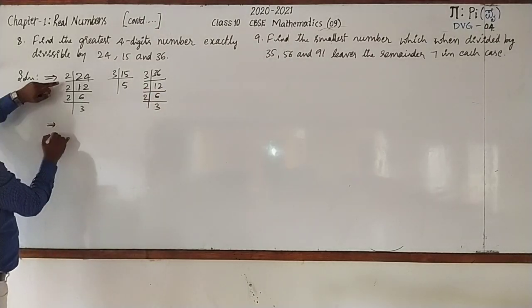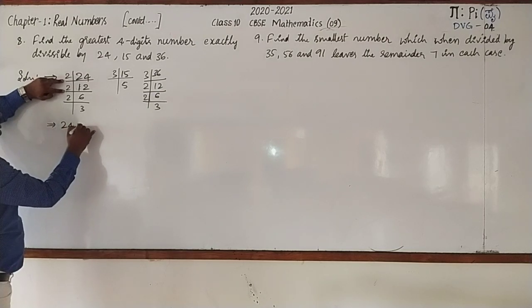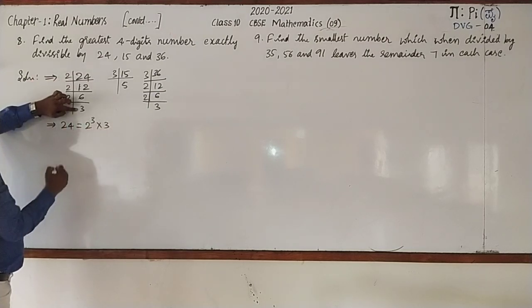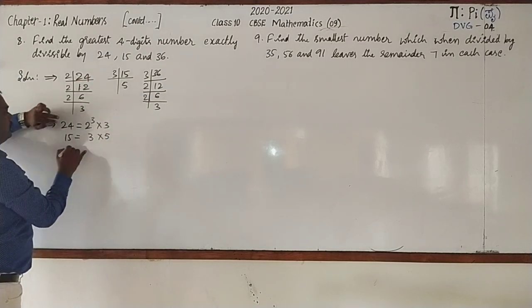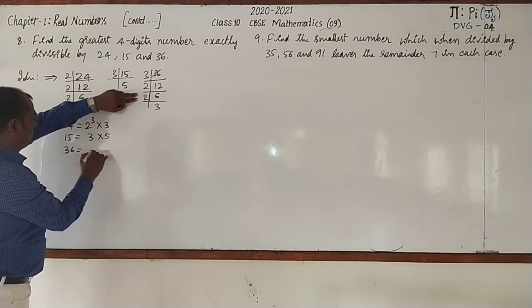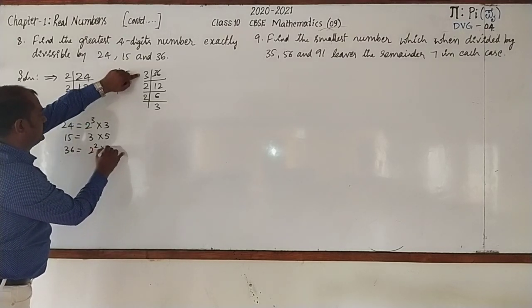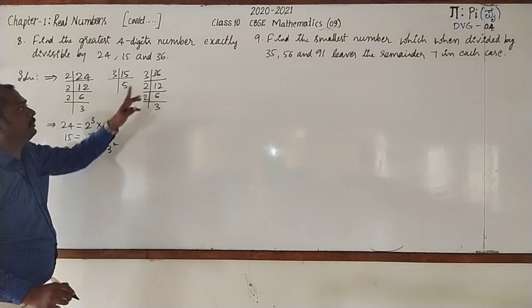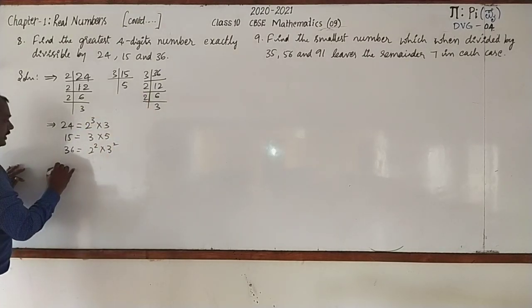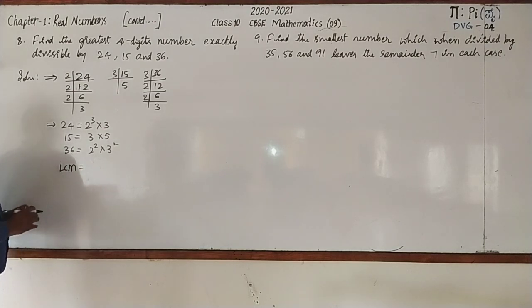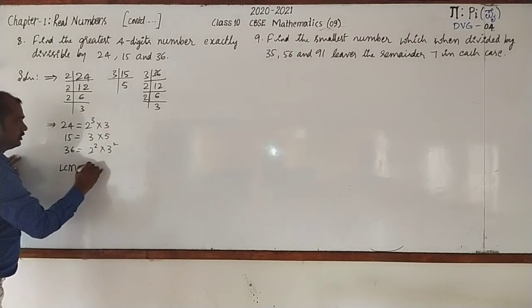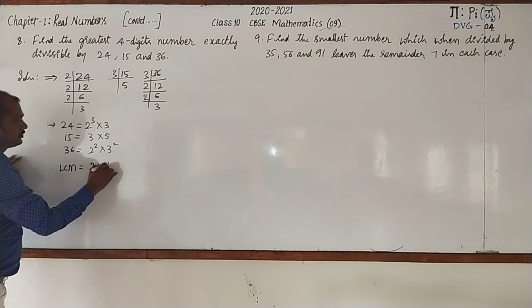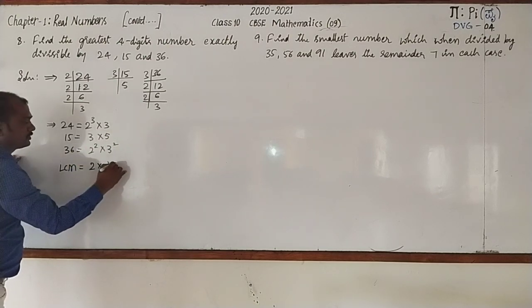Let us write the prime factorization of each. 24 is 2 cube into 3. 15 is 3 into 5. 36 is equal to 2 square into 3 square, because 2 and 3 both are repeated two times. Now let us find the LCM. For LCM, you have to write all the factors. There is 2, there is 3, and 5 is also there.